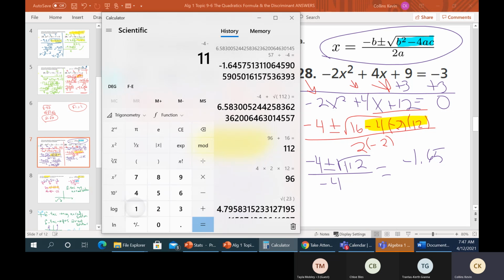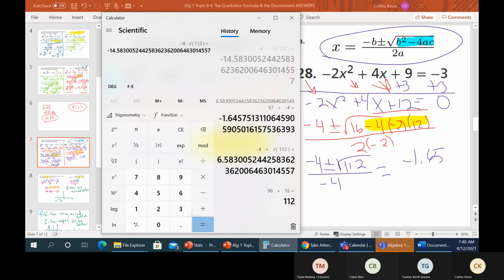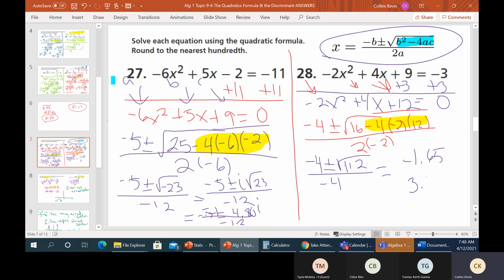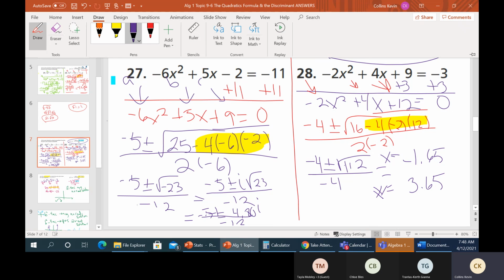And then the other one, clear it out, is going to be minus 4 minus the square root of 112, so that equals minus 14.58, and then we divide that by negative 4. So that guy's about 3.65. So those are our two answers. So again, if you were putting this on a graph, at x equals negative 1.65 and at x equals positive 3.65 is approximately where your graph is going to cross the x-axis.